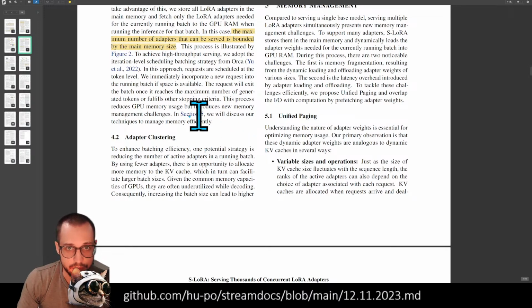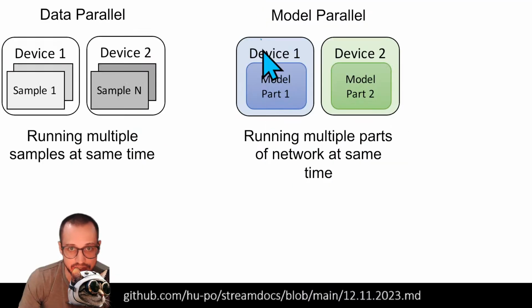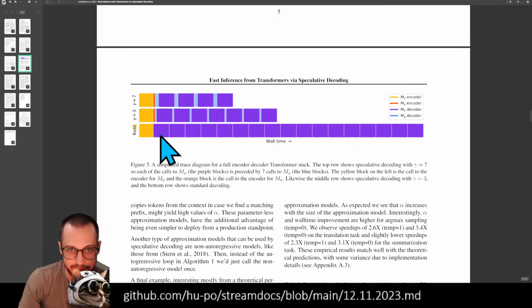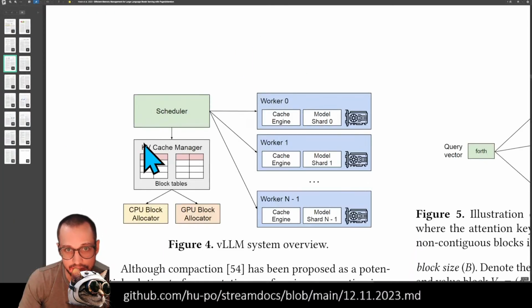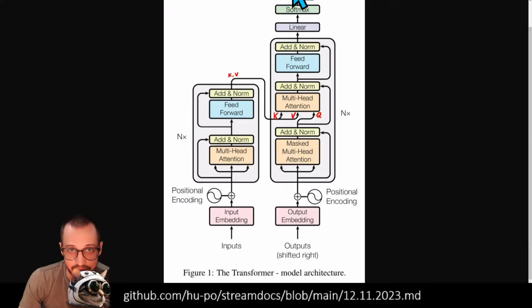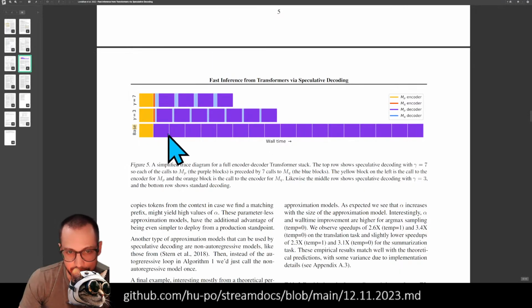To achieve high throughput, we adopt an iteration level scheduling batching strategy. Requests are scheduled at the token level. So here, they're scheduled at the token level. What they're saying here is that every time you decode, this is token level because the decoder is happening on every token. So the batching, or the clever scheduling, where you're being clever about what to put in, what to take out, that is happening at the token level. So it's happening in between each of these little purple blocks, right?